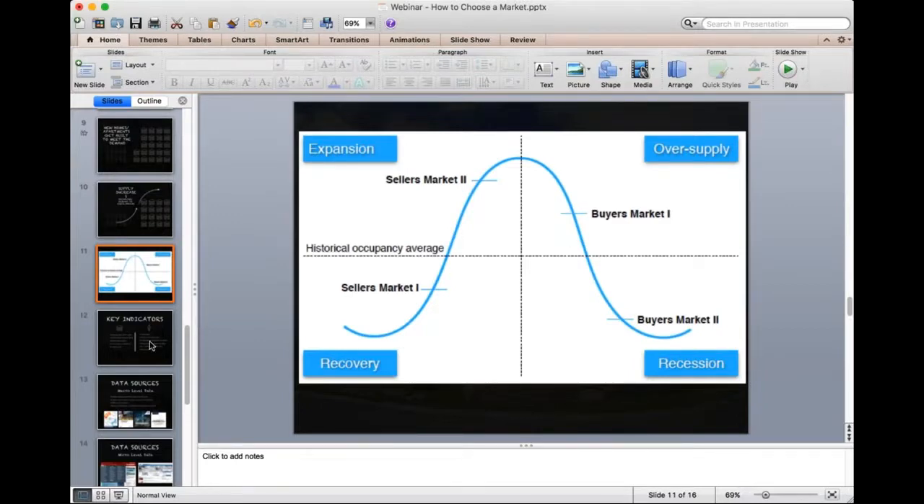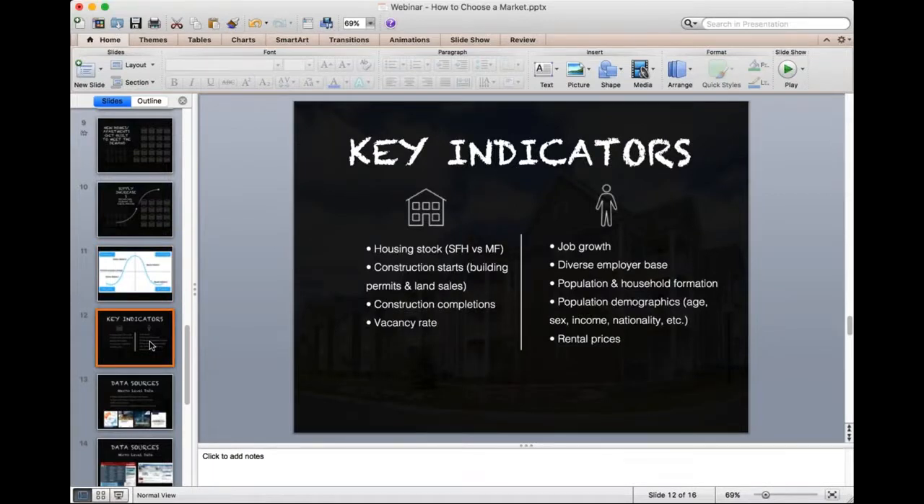Now, what we can do is follow some of these key economic indicators. Again, it all comes back to supply and demand, right? So we've got the supply indicators and the demand indicators. For supply, we've got the housing stock, whether it's single family or multifamily, how many construction starts, which is basically how many building permits have been pulled, how much land has been for sale, how many construction projects have been completed, and what the vacancy rate is. All of these can help us indicate where supply is at in a market.